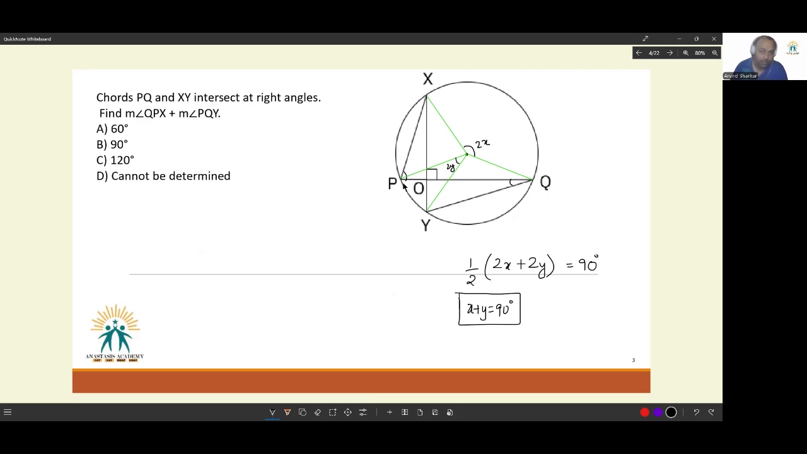Now, another wonderful thing, look at P, let the center be O. POY will be twice of PQY. So this is 2y, this has to be y. Similarly, QOX has to be twice of QPX. So this angle here has to be x. So when the question asks me the measure of angle QPX, which is x, and the measure of PQY, which is y, they're asking for x plus y. And we already know x plus y is 90. So the correct answer to this question is option B.